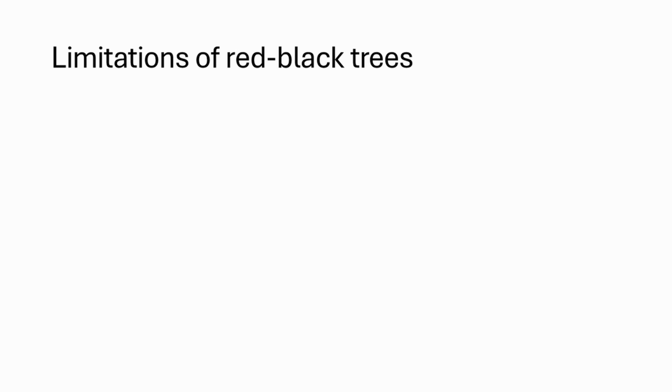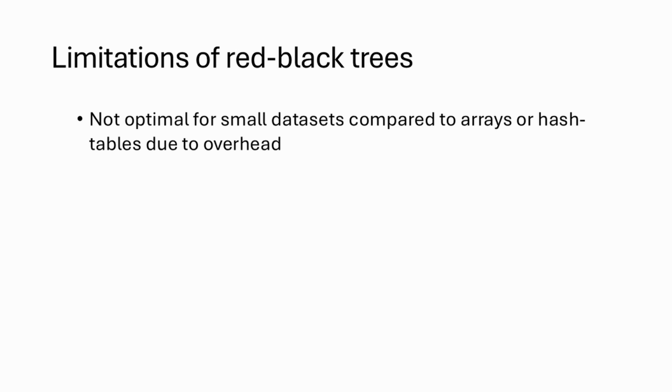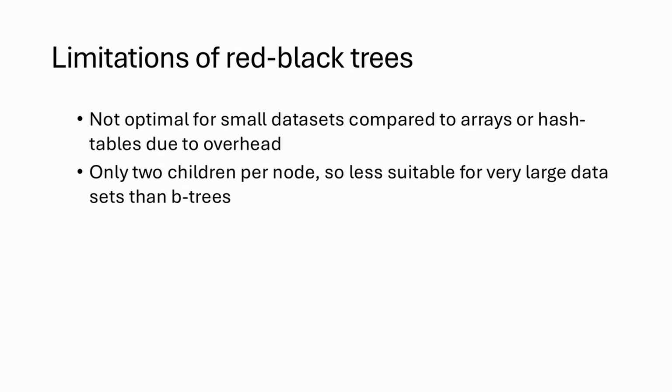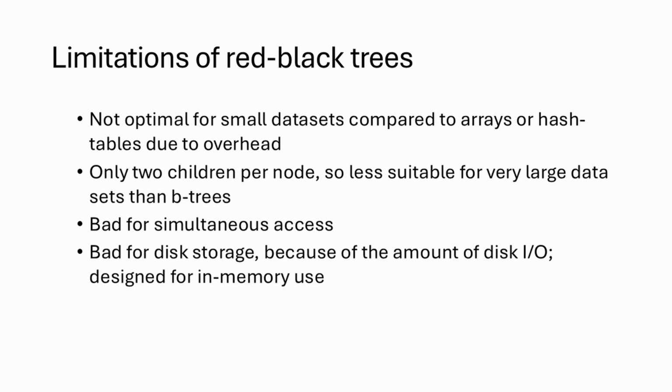Before I go, here are some limitations of red-black trees. Compared to arrays or hash tables, they're not optimal for small datasets because they have a lot of overhead. There can only be 2 children per node, so it's less suitable for very large datasets than other solutions like B-trees. They're bad for simultaneous access because you have to lock the tree and do all the operations every time you interact with the tree. They're bad for disk storage because there's a large amount of disk I/O. They're more designed for in-memory use.